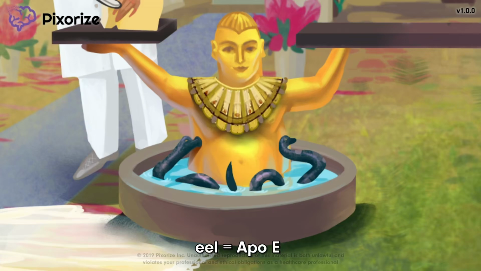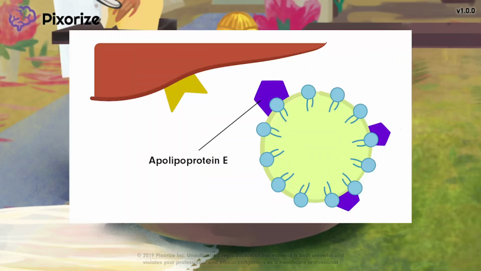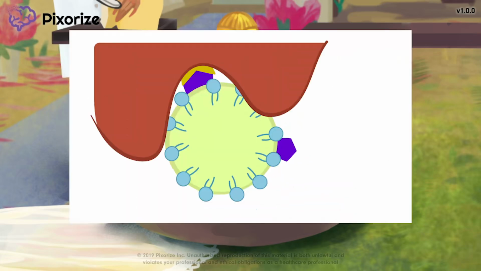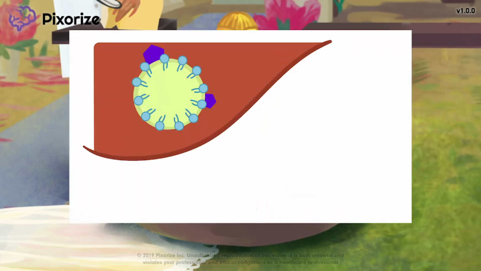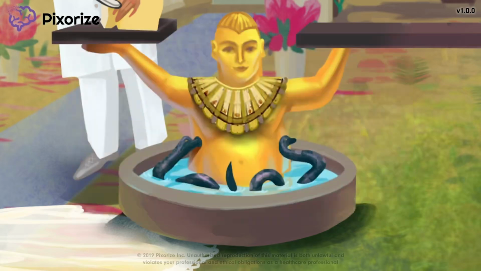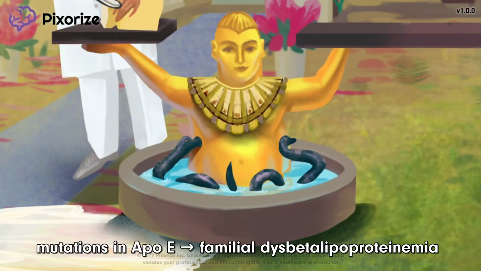Anyway, this eel stands for ApoE. Eel for E, get it? As with ApoC2, VLDL obtained this ApoE from HDL particles already in the circulation. ApoE facilitates the uptake of IDL by the liver, making it an important protein that facilitates IDL clearance. Mutations in ApoE lead to a disease called familial dis-beta-lipoproteinemia, which you should recognize as type 3 hyperlipoproteinemia.